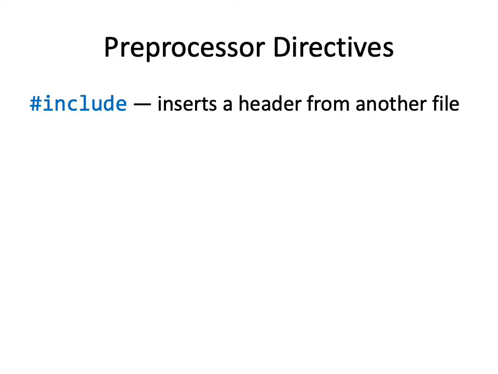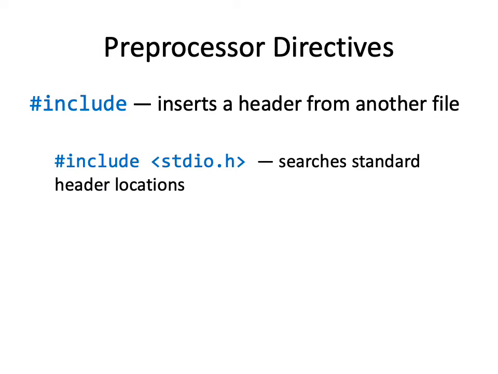The #include preprocessor directive is the most popular, the most common and most easily recognized one. It inserts a header from another file. So for instance, if I do #include stdio.h, this is going to literally copy and paste the contents of stdio.h into my program at the point where I #include it. Now the angle brackets here mean this is a standard header file. It's not one that I've created myself, and therefore you should search in the standard header locations. It's something that's pre-installed with the computer, or pre-installed with the compiler.